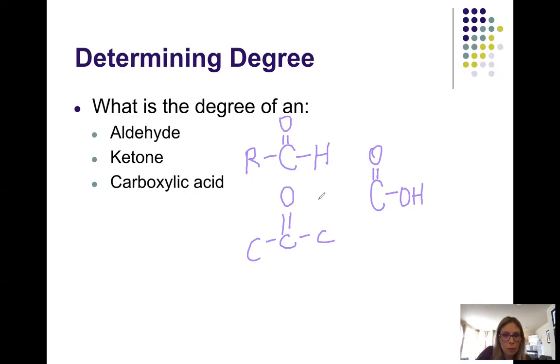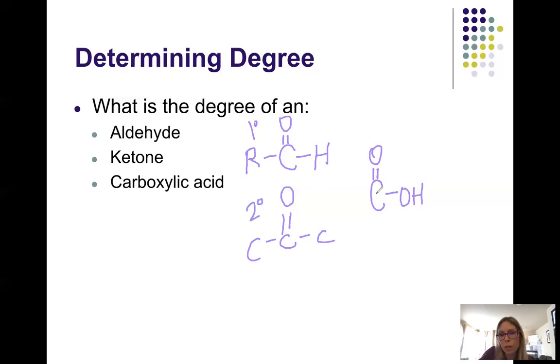So if we look at the degree of each of these, this is essentially our functional group right here. The carbon that it's attached to, it's only attached to 1. So we have to look at how many other carbons, and the only option that we've got over here is in the R group. So our aldehyde is always going to be primary. When we look down here, again, here's our functional group attached to this carbon, and this carbon has 2 carbon neighbors. So this is going to be secondary.